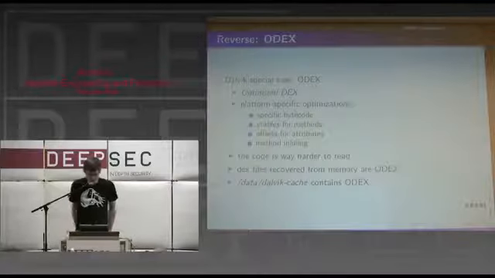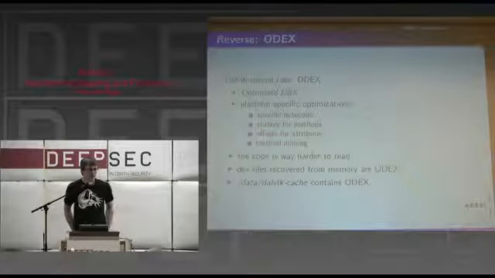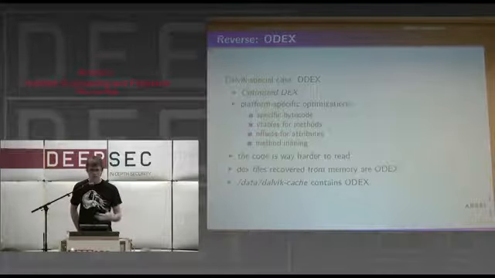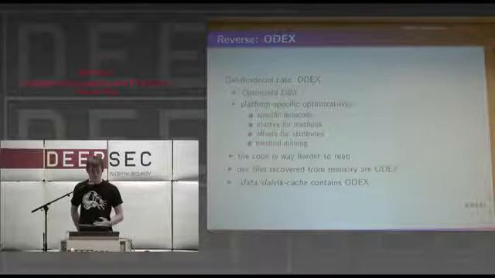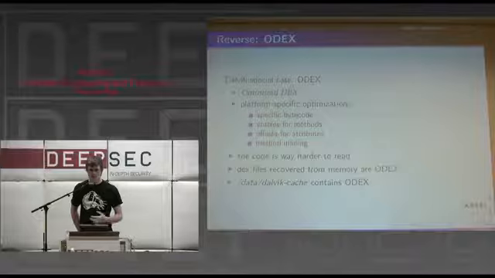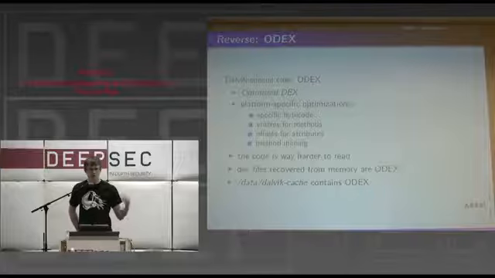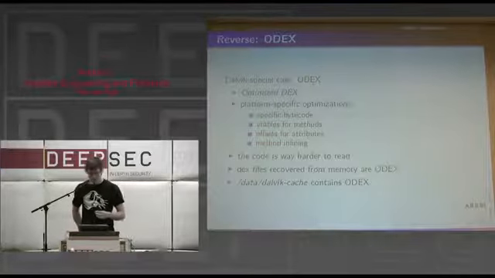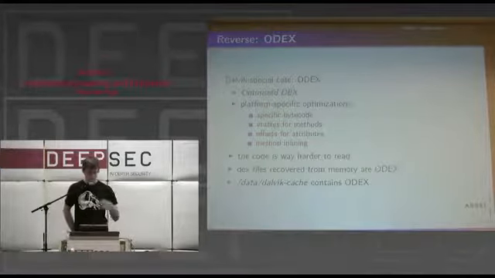There is another thing that you can encounter. It's ODEX, optimized DEX. DEX files are really generic and not really good for performance. So when you're installing an application on an Android phone, it will take out the classes.dex file, optimize it, and store it in the Dalvik cache folder. And it applies platform-specific optimization, like using specific bytecodes, using vtables for methods, offsets for attributes, method inlining for small functions. So the code is way harder to read.